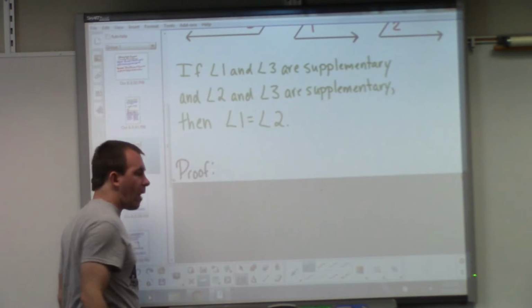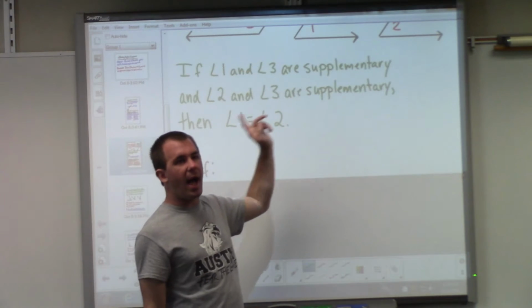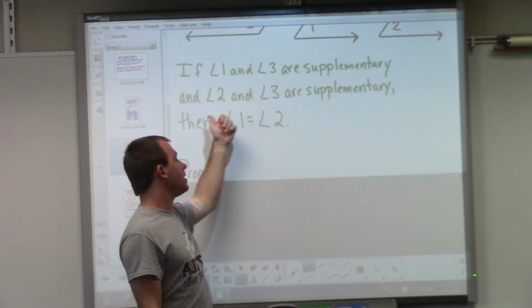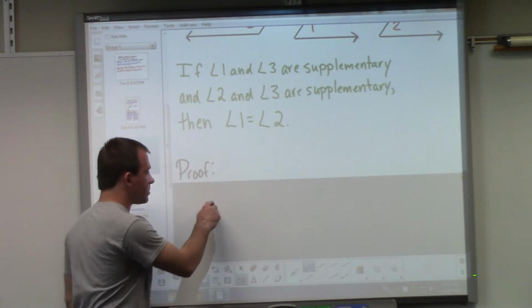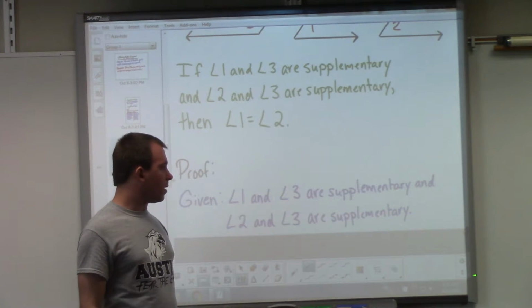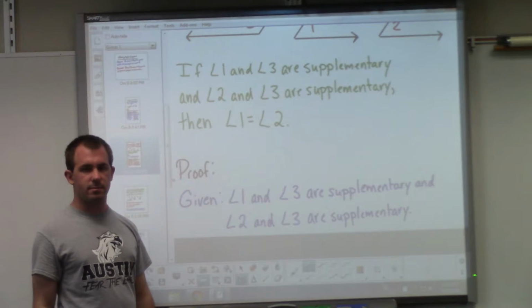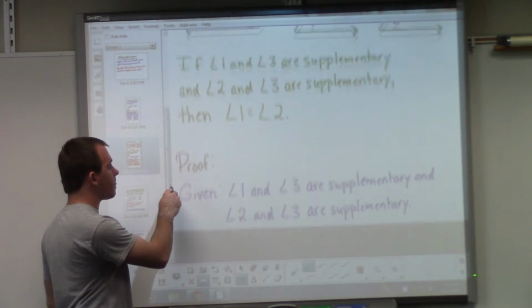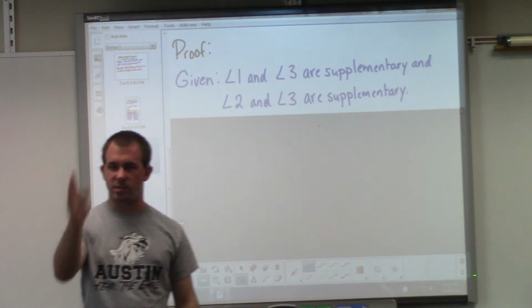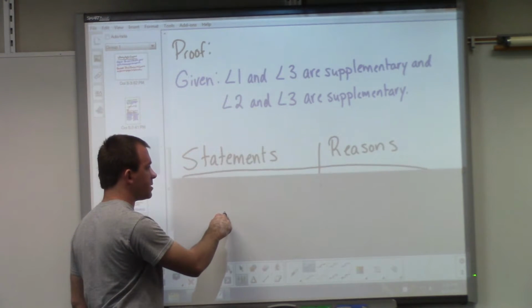So proof. Our given, what we're going to be given, is again the hypothesis of our conditional statement. Angle 1 and angle 3 are supplementary, and angle 2 and angle 3 are supplementary. So that's what our given is going to be. So again, we're proving. So we got to make the 2-column proof. We have to have our statements, we have to have our reasons.